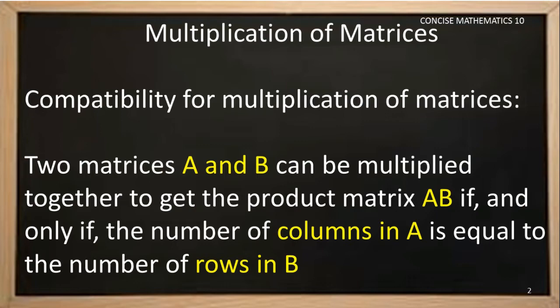Then only we can proceed with the addition and subtraction process. But for multiplication, we need to note down and verify whether the number of columns in the first matrix, here it is A, is equal to the number of rows in the second matrix. Then we can proceed with the multiplication process. Let us move on to the exercise problems to understand this concept in a better way.